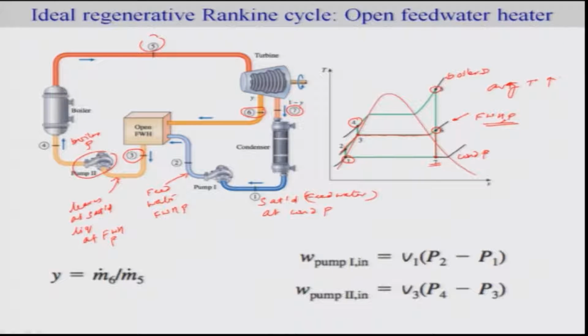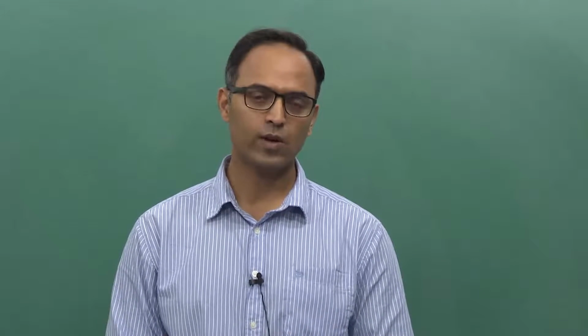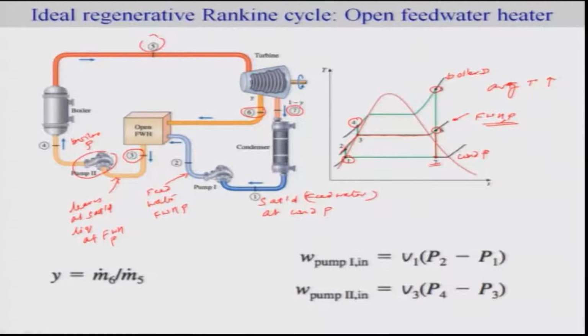Okay? So, we can analyze this regenerative Rankine cycle with all the energy and mass balance, and we can come up with the work required for pump 1 and 2 as well as the heat out. Okay? And then we can write down the general expression without going into details of the derivation. As we know, of course, the work for this flow system is nothing but V times delta P. For pump 1 it is V1 times P2 minus P1, and for pump 2, the work required is V3 times P4 minus P3.